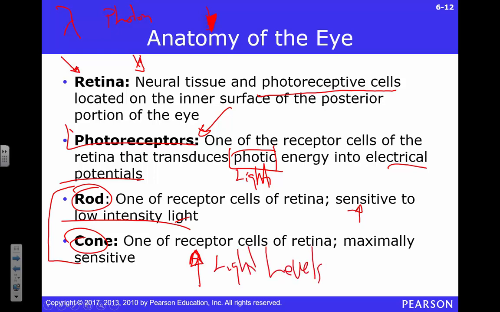There's also an interesting structure here. So if you think about your retina, the back of your eye like this, we're going to put all of your cones right there in the middle, right? And we're going to call that the fovea.